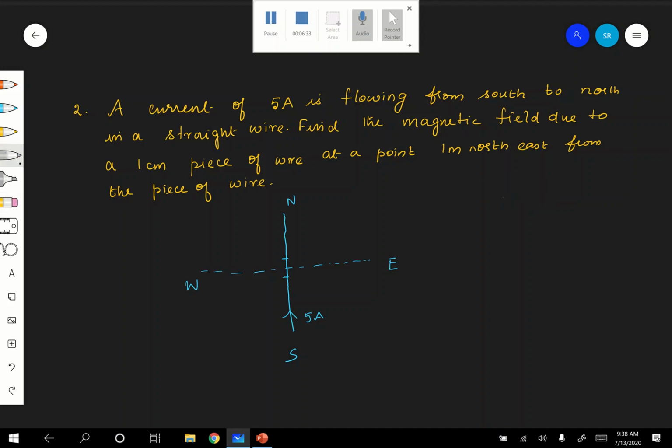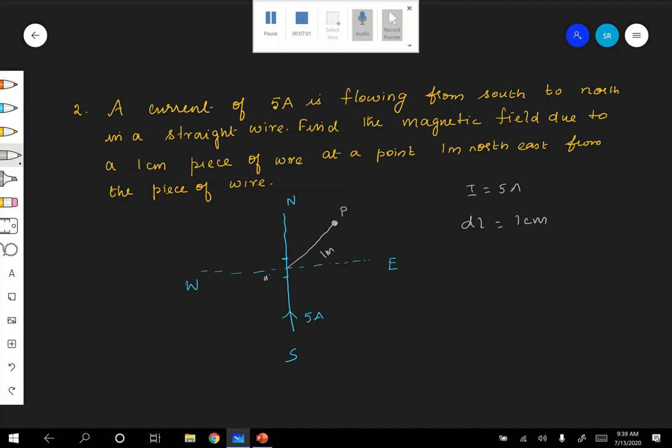Okay, I is equal to 5 amps, and the small element dl is equal to 1 centimeter, right? Then what is your radius? The distance of the point here is 1 meter, therefore this is the point of interest, and this is 1 meter.